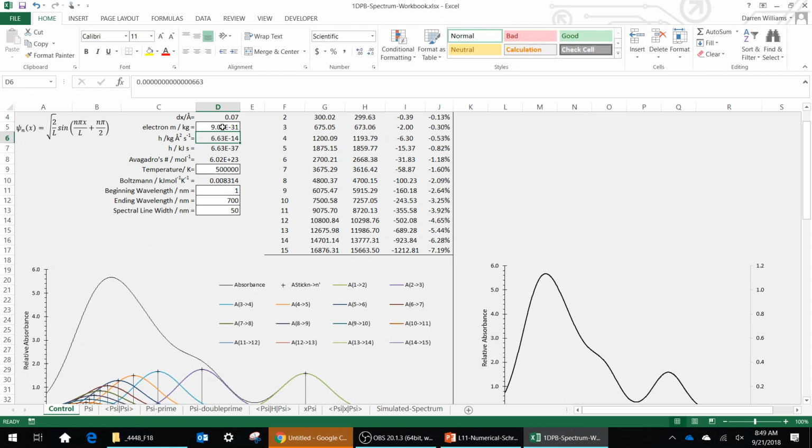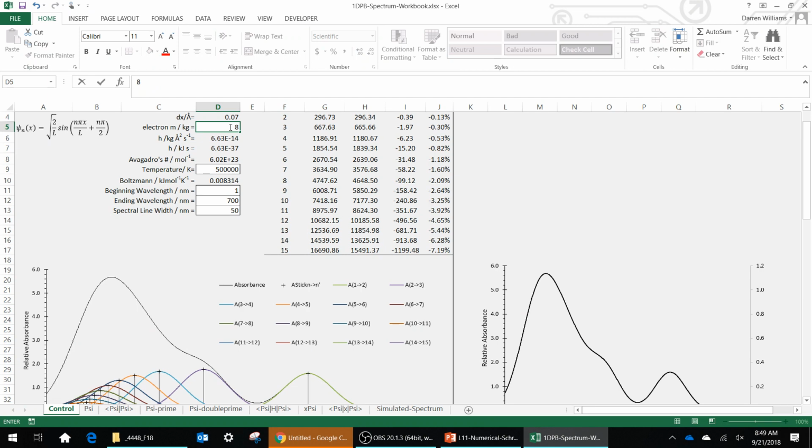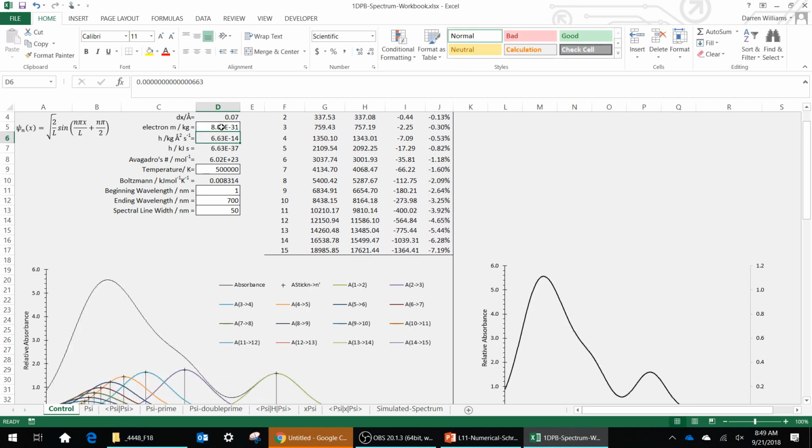Oh, I couldn't detect it. Okay. So let's go to 8. 8e-31. It shifted left, so it's a blue shift. Small mass, blue shift. So the smaller the quantum particle, the higher the energy difference, the easier to detect those quantum differences.